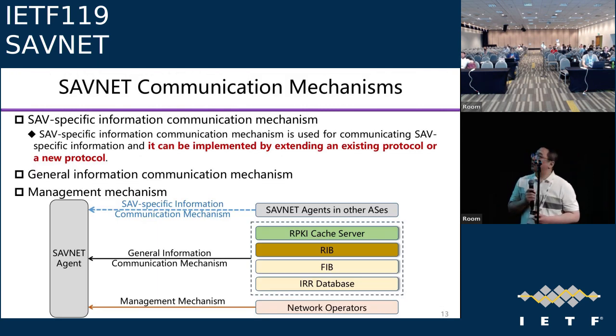The cell-specific information communication mechanism, the general information communication mechanism, and the management mechanism are used to communicate the cell-specific information, general information, and the management configurations from operators. The cell-specific information communication mechanism can be implemented by extending an existing protocol or a new protocol. If it is implemented by extending an existing protocol, the protocol itself cannot be affected.